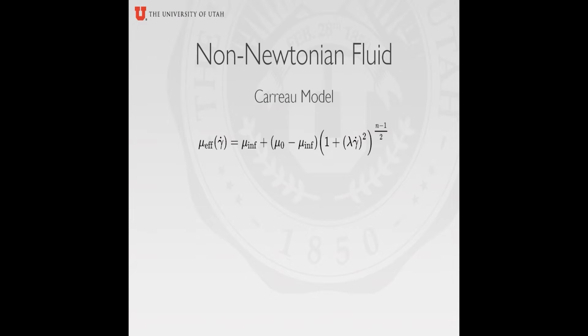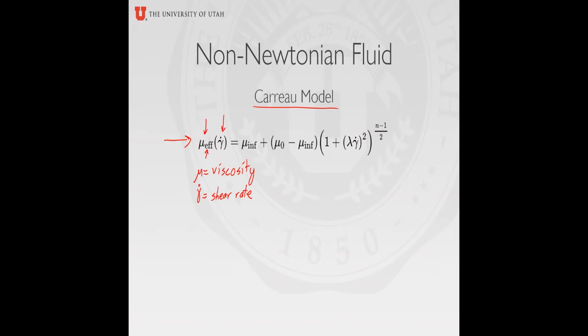We'll be using something called the Carreau model, which is built into ANSYS, and it's given by the equation here. Let me break down these terms for you a little bit. Our mu is our viscosity. So this mu EFF stands for the effective viscosity at whatever shear rate this is. This is gamma dot, the rate of shear that the fluid is currently undergoing.